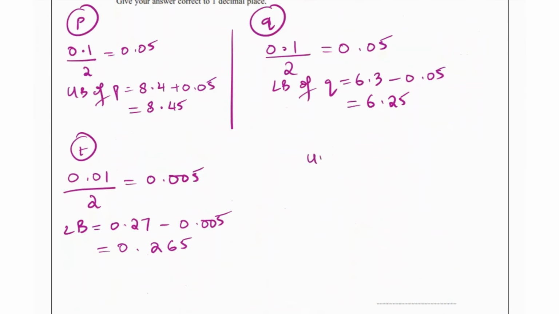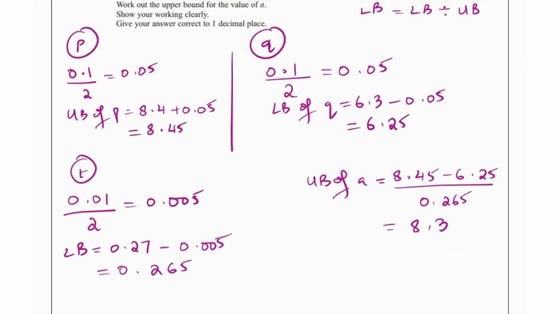So now the upper bound of A is going to be 8.45 minus 6.25 divided by 0.265. That gives us 8.3 correct to one decimal place. So that is your answer.